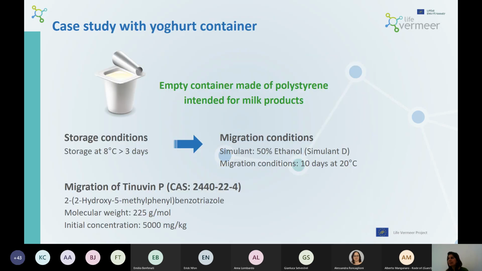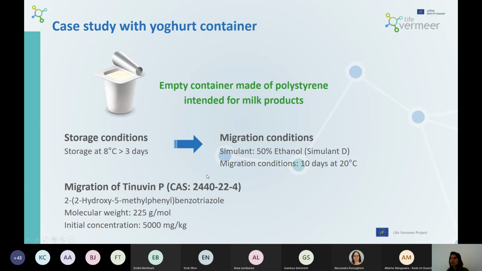Information about the case study we have selected. The case study concerns a yogurt container, and this yogurt container is made out of polystyrene, and it is intended for milk products. The storage conditions are at 8 degrees for more than 3 days. When you would perform migration experiments, you would use a simulant of 50% ethanol, and the migration would be done for 10 days at 20 degrees.